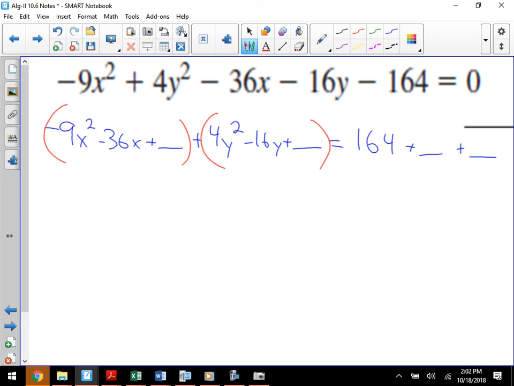I've got to divide this by some number that makes this first term 1. What do I divide it by? I'm going to factor out the negative 9. When I do that, I get x squared plus 4x plus blank.